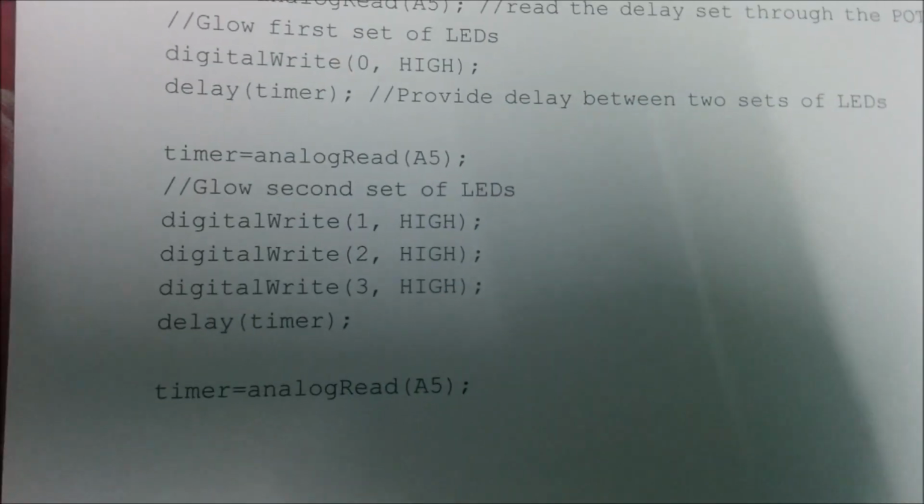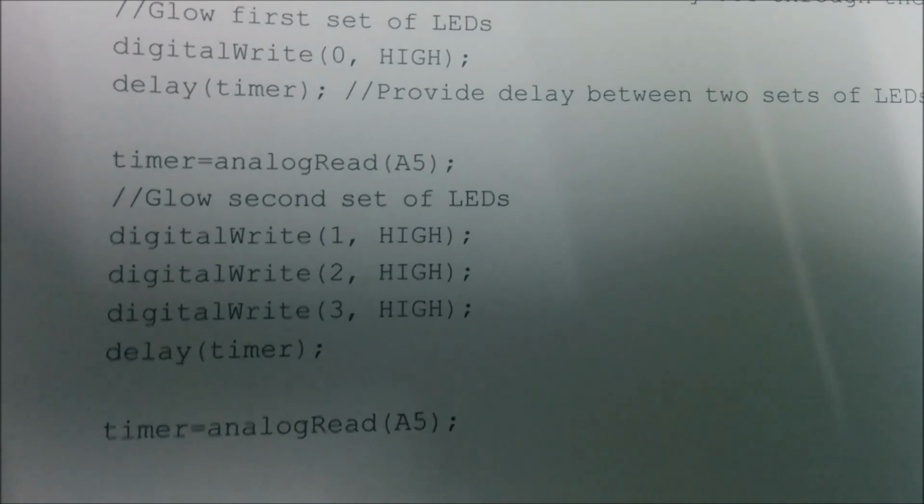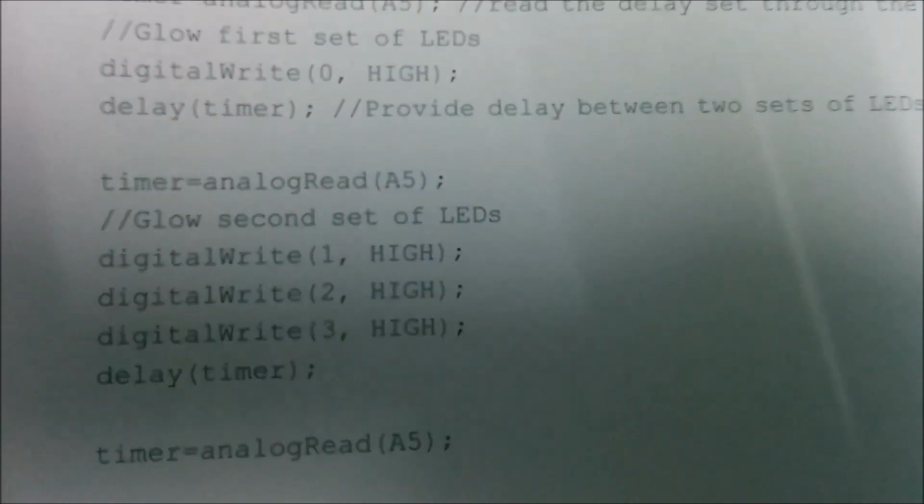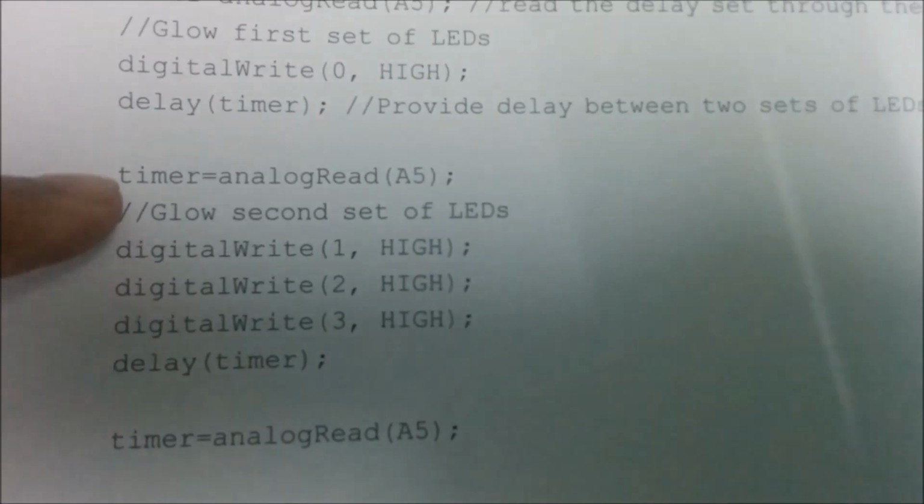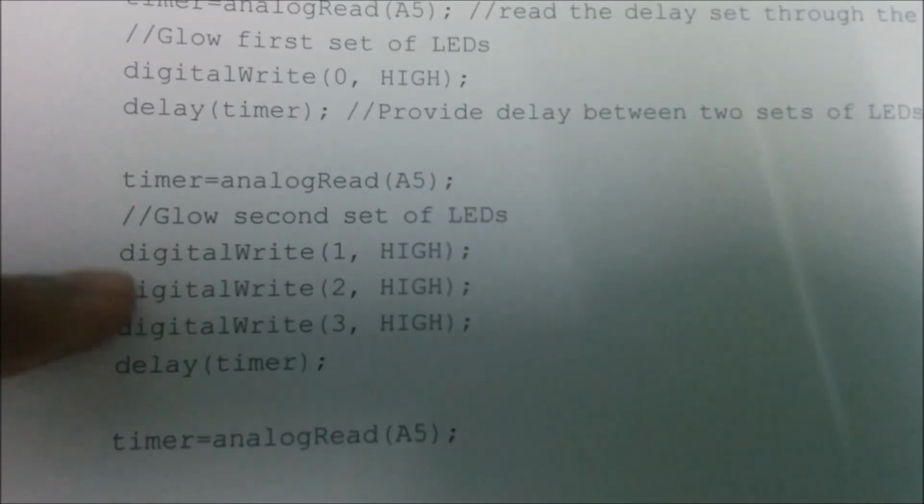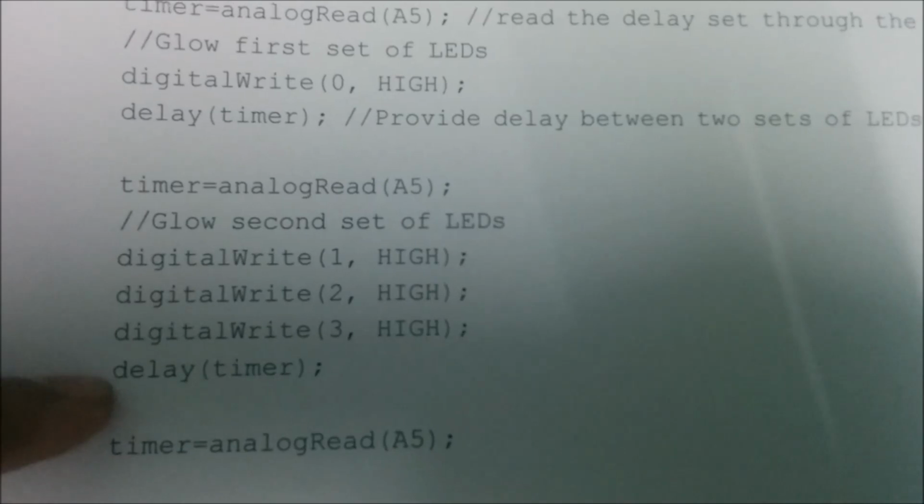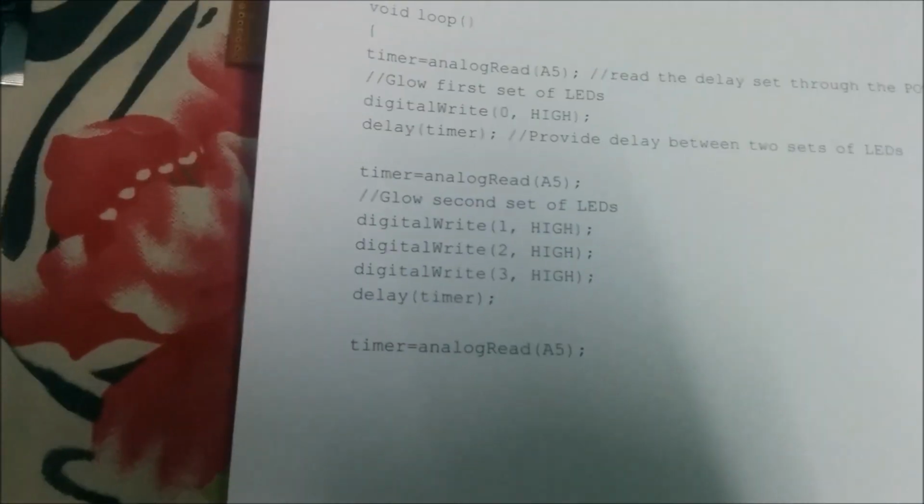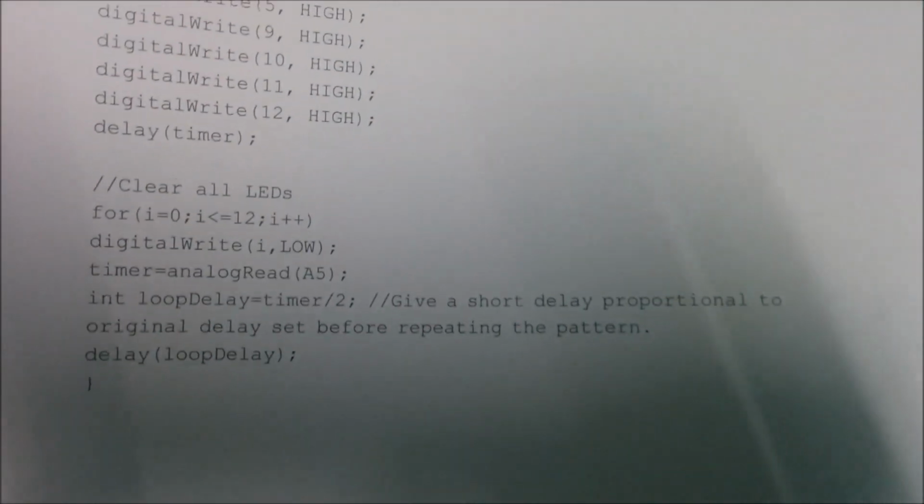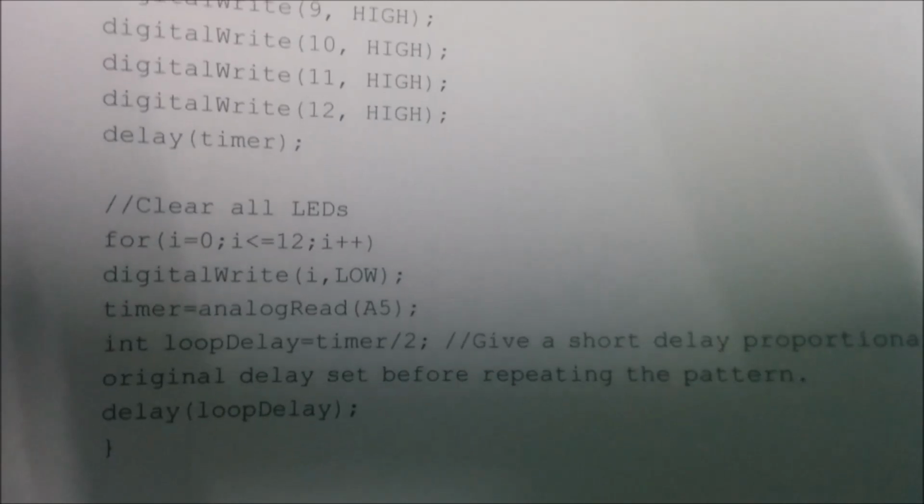Next, we would be glowing the second set of LEDs. For that, again, we read the setting of the pot, then we would glow the second set of LEDs and provide the delay. Now, this would be repetitive for all the sets so I am skipping this part. It's redundant. Now let's go to the last part of the code.